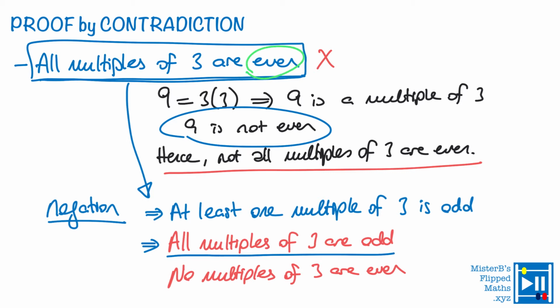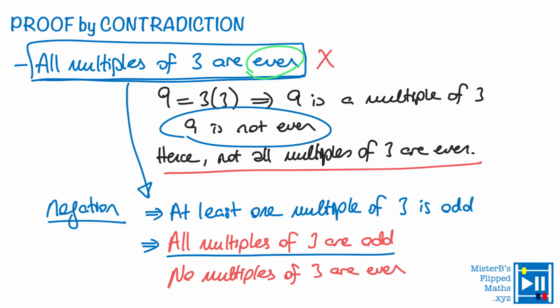So if my statement says all multiples of 3 are even, then the negation of this will be not all multiples of 3 are even. If I'm saying not all multiples, I'm opening up the possibility of at least one multiple of 3 being odd. But I'm not bold enough to say that all multiples of 3 are odd. So this is another statement which we can prove by contradiction that it isn't.